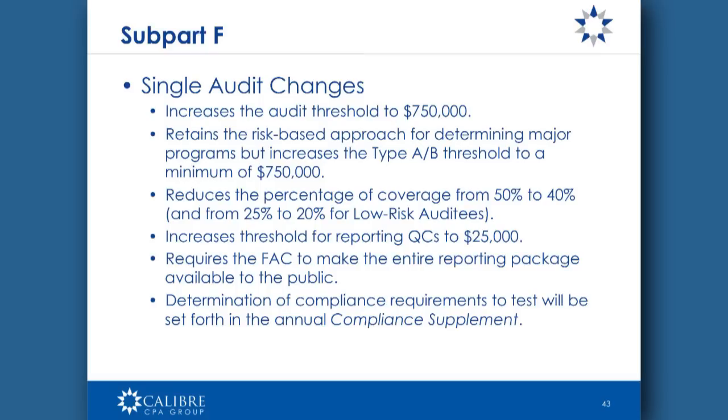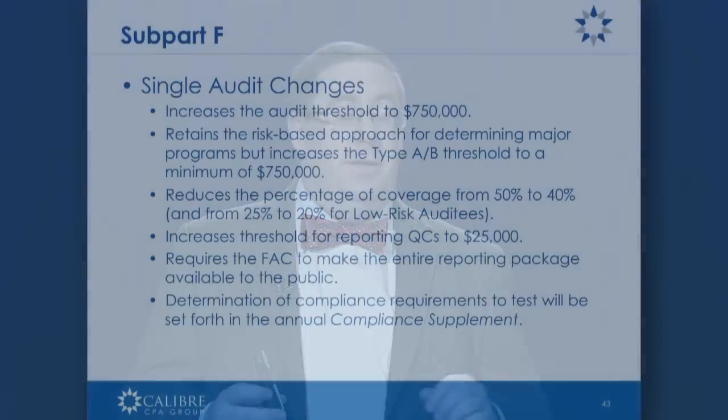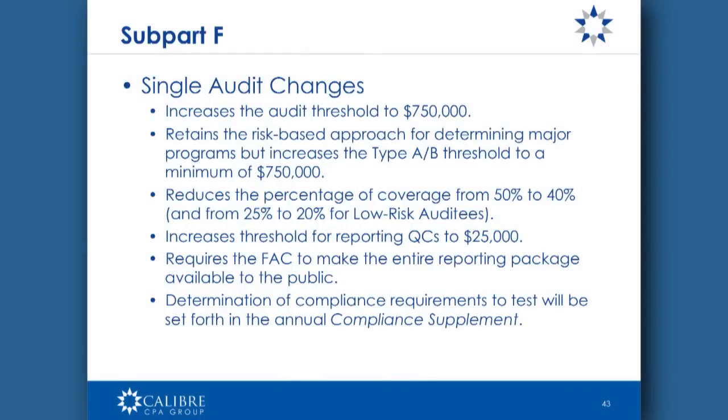They adjusted the major program determination, which again is something from an audit side. You have to audit a certain number of major programs, and how you determine these major programs is a risk-based approach. It used to be based on a dollar threshold of $300,000, now it's up to $750,000. So again, focusing on the larger programs, the larger entities, the idea that that's where the risk is in these large dollar items. They also increased the threshold for reporting questioned costs to $25,000. That was previously $10,000. Again, wanting to really focus on larger items. So if there's a questioned cost over $25,000, that does need to be reported.